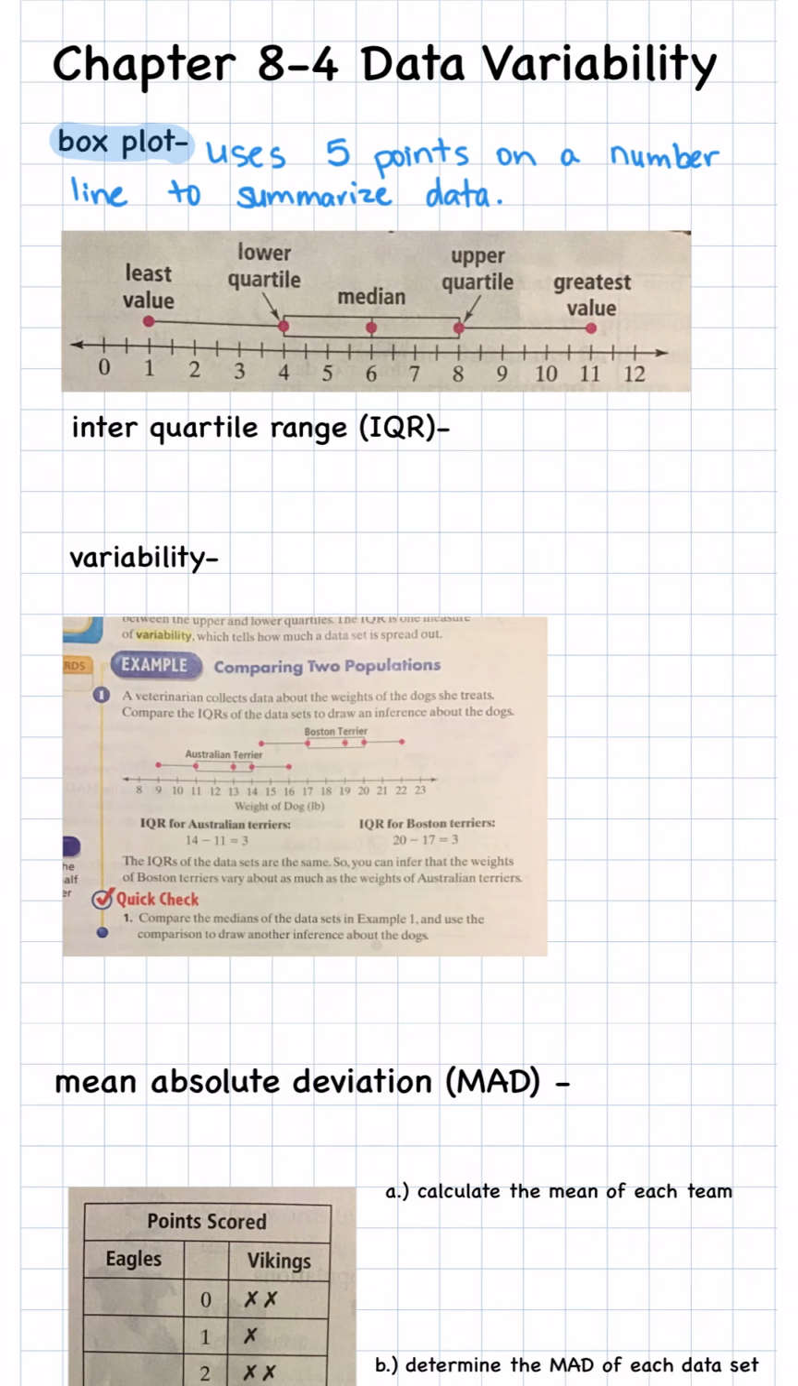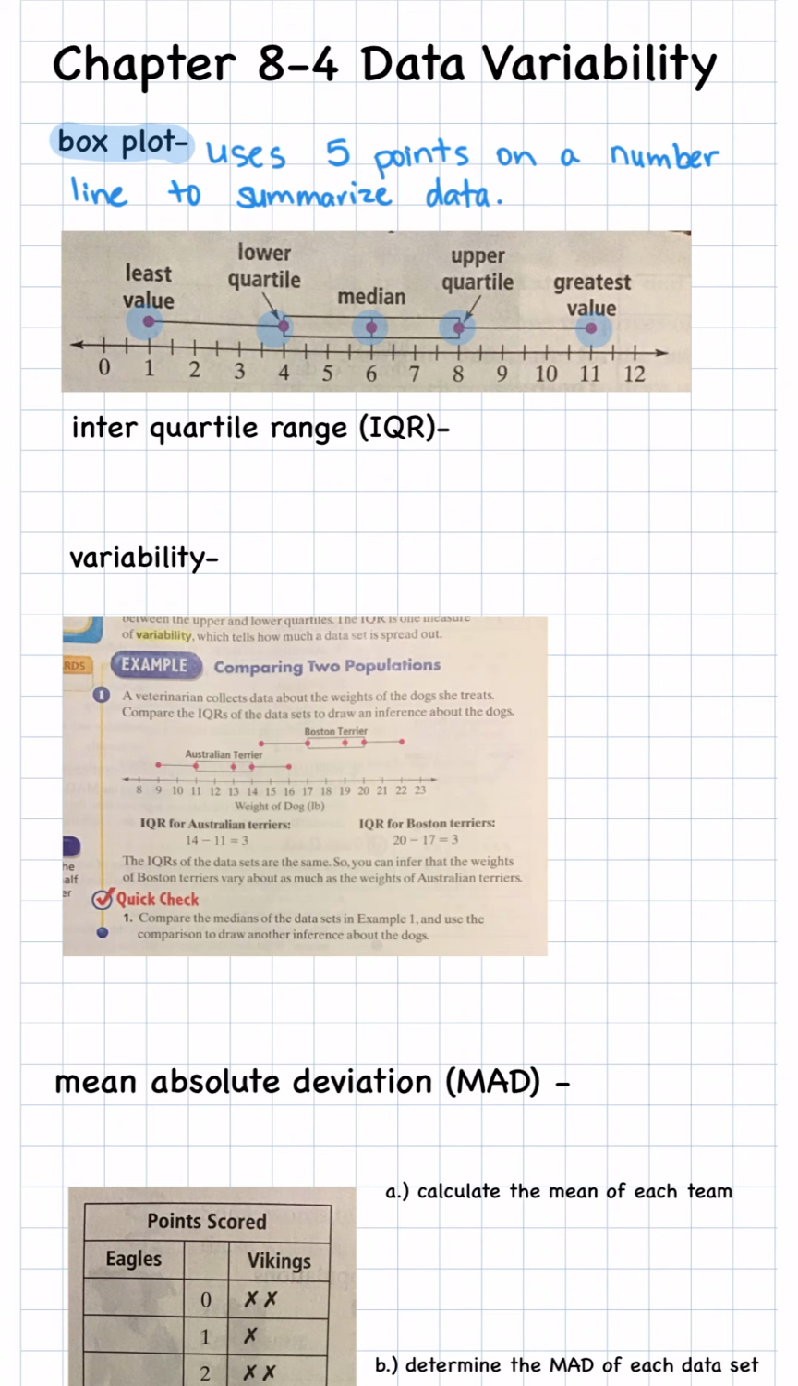So this was the least value, the greatest value. So the least value is 1. The greatest was 11. The lower quartile was 4. The upper quartile is 8. And the median, the absolute middle, is 6.